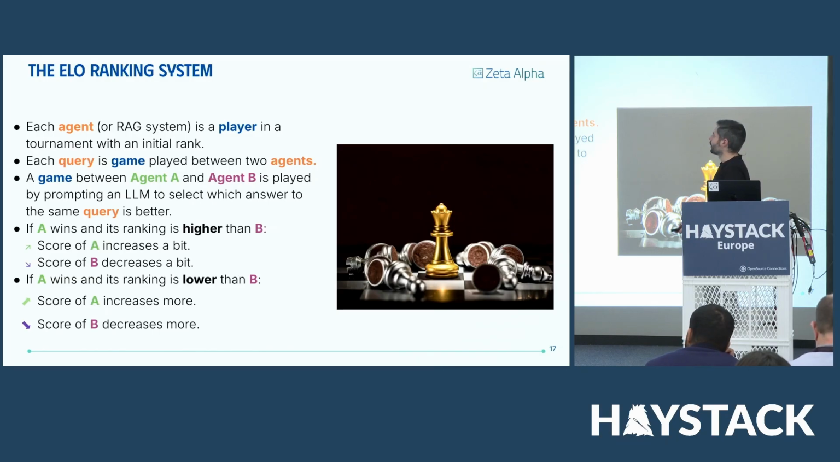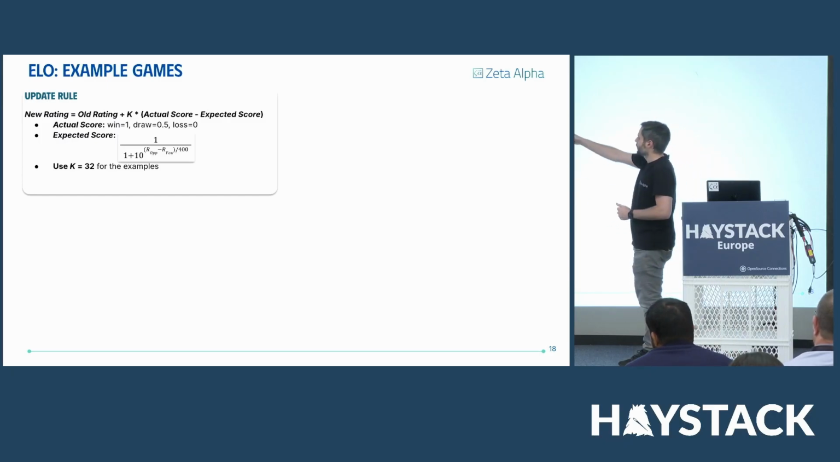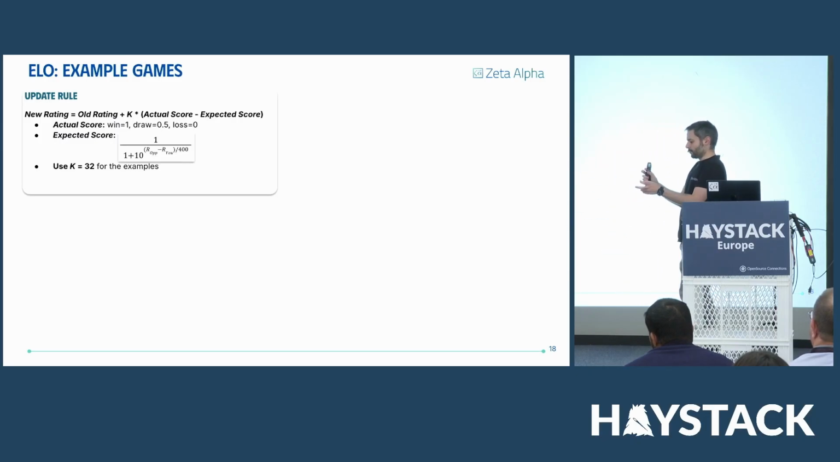So I have some examples now. So this is kind of the algorithm that I just explained. So the new rating is equal to the old rating plus k times this difference of scores. And so the difference here is actual score minus expected score. And actual score is quite simple. So if you win it is 1, if you draw it is 0.5, and if you lose it is 0. And the expected score is some sigmoid here that has to do with relative scores or relative rankings between the two agents. So we can use k equals 32 for this example, and usually a lot higher.